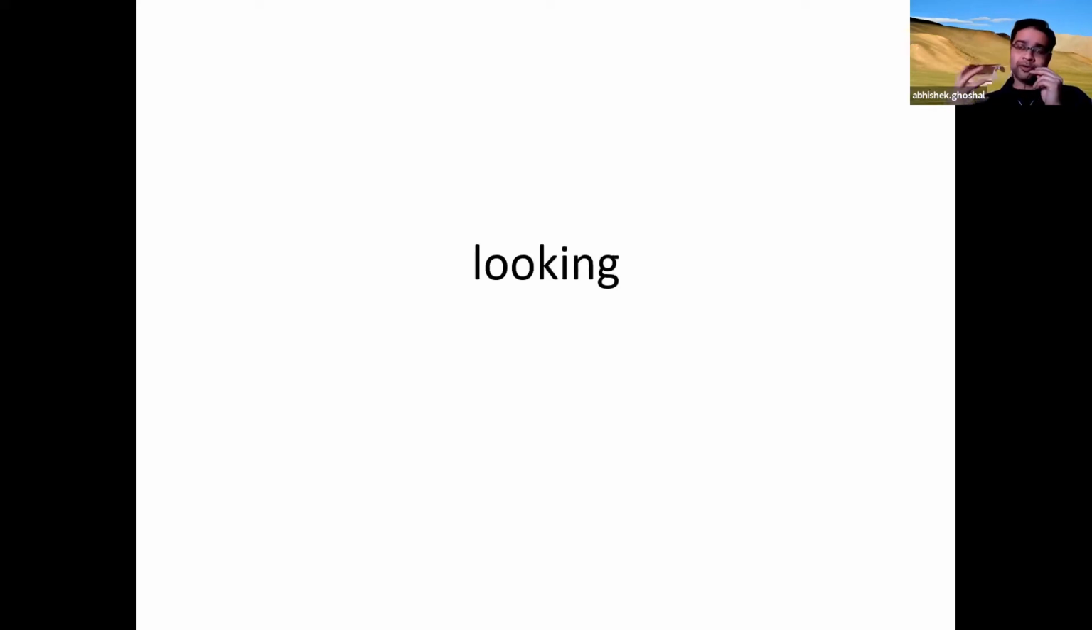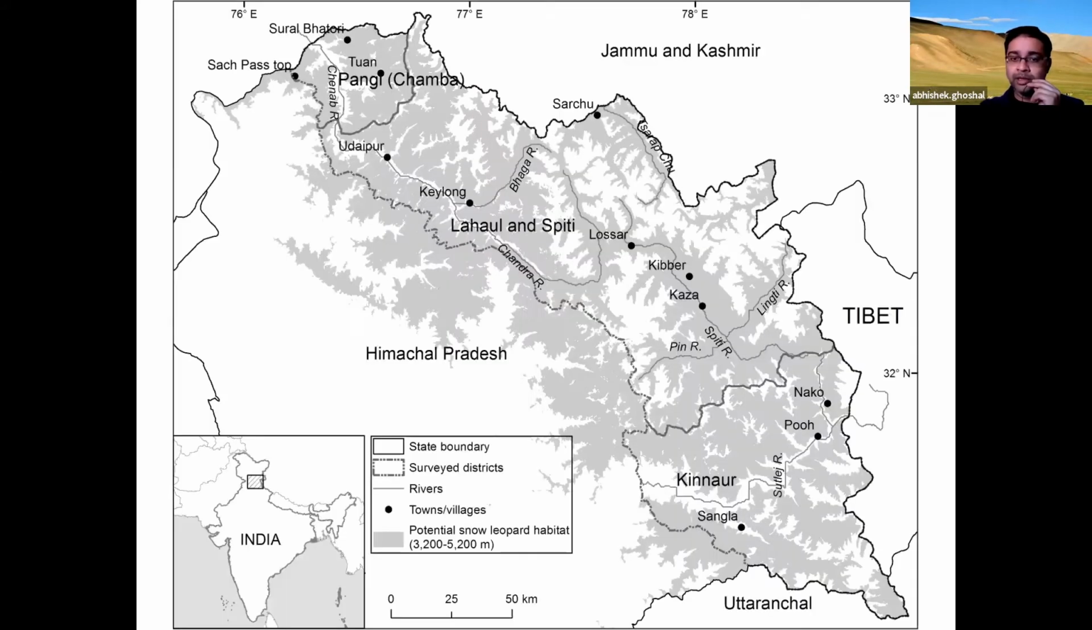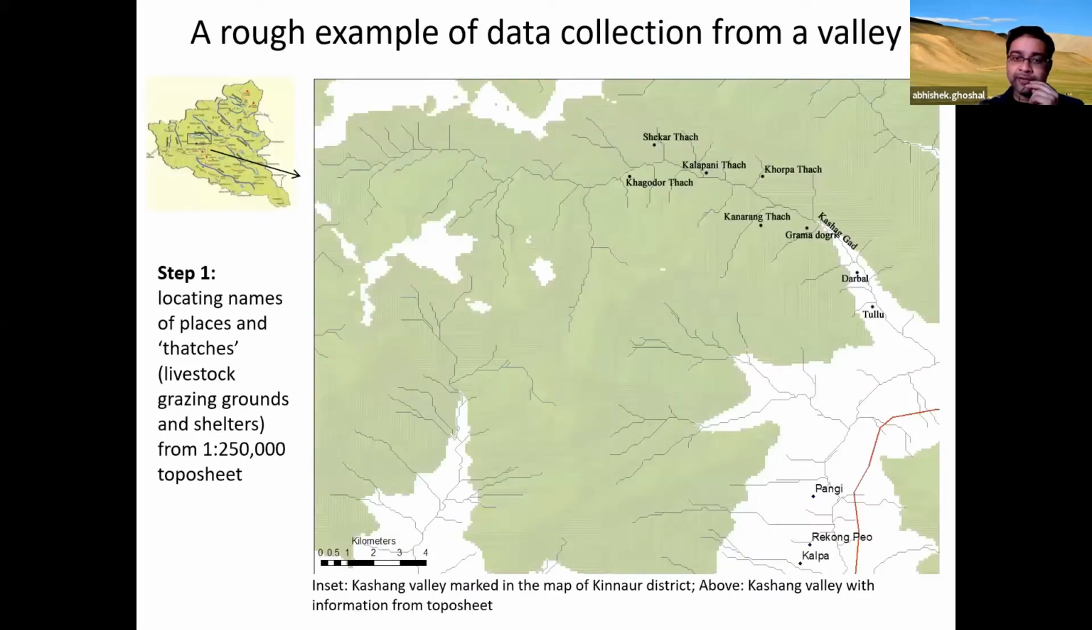And so the first and foremost thing that we did, and we believe is of utmost importance, is to understand the area even before we go into the field, even before we start thinking about the interviews. So we had this entire area in mind for which we wanted to assess the distribution of smaller birds and prey species. And then we zoomed in to individual valleys.